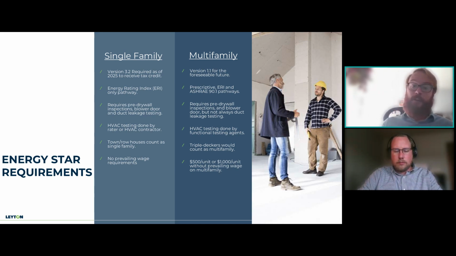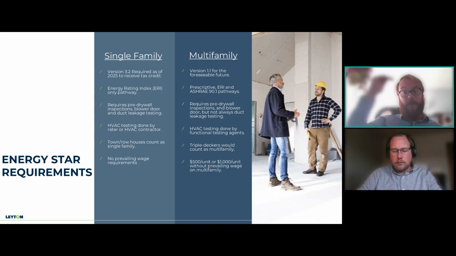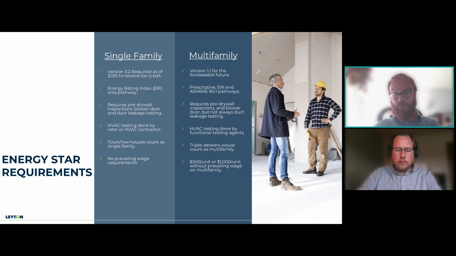One of the components is that there needs to be HVAC testing. That can be done by either the rater or a credentialed HVAC contractor. One important thing to think of is that townhomes and row houses count as single family homes under the Energy Star definition. For Energy Star, a single family home is something that has a roof above it, either a slab or basement below it, and two exposed sides. That's very important when considering if prevailing wage is required on the project, because single family, as mentioned, does not require prevailing wage.